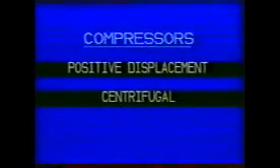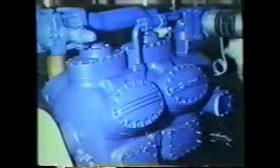Compressors may be of two main types, positive displacement or centrifugal. We're going to look first at the most common positive displacement type, a reciprocating compressor. Reciprocating compressors are used in many domestic, commercial, and industrial applications. I'm going to use another drawing so that I can show you how a reciprocating compressor works.